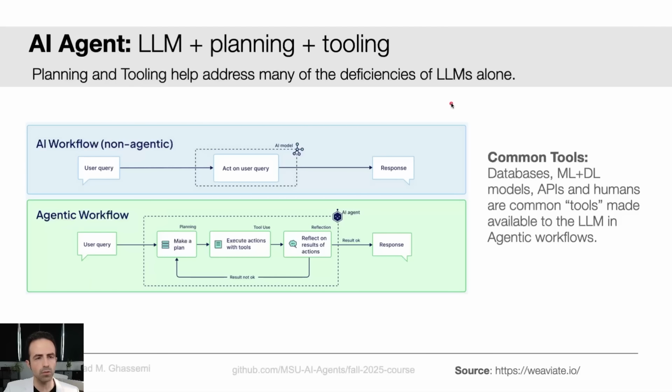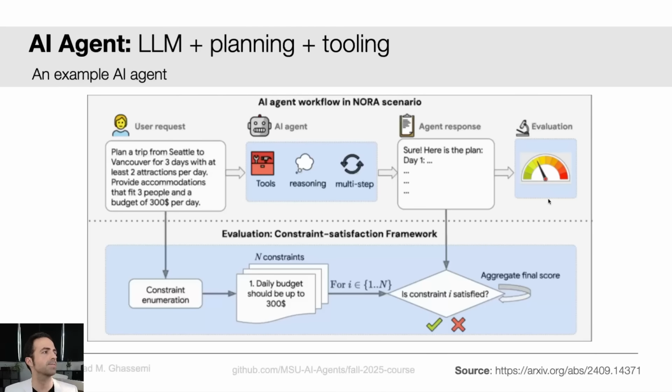Some of the common tools which you will encounter as you're developing these systems or reviewing them externally are databases, machine learning and deep learning models, APIs, sometimes humans. These are all tools that the AI agent can interact with so that it can accomplish its purpose.